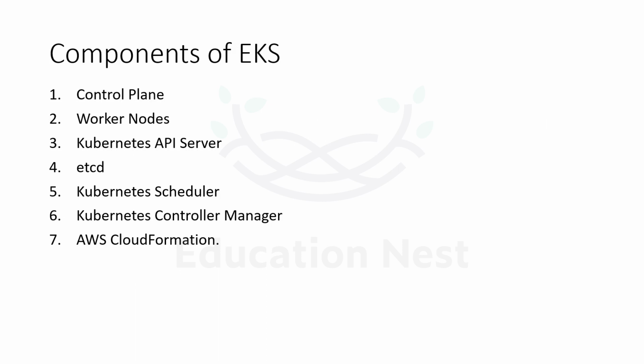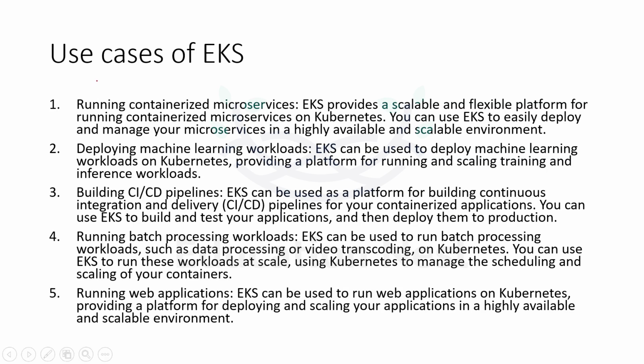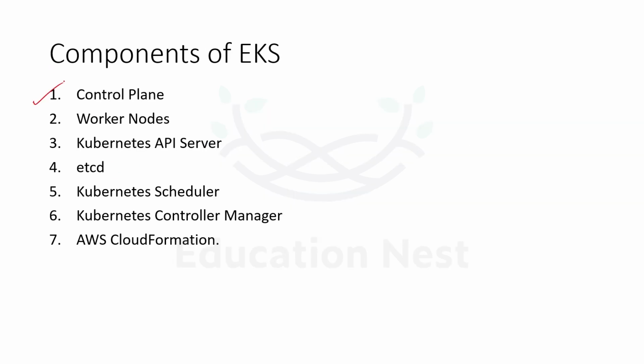Okay. The next topic that is to be discussed is components of EKS. There are 7 different components that we are going to discuss. The first component is the control plane. Let us understand what the control plane is. It is the management plane of your Kubernetes cluster. It includes the API server, etcd, and other control plane components that are responsible for managing the state of the cluster, scheduling workloads, and handling API requests from all the clusters.